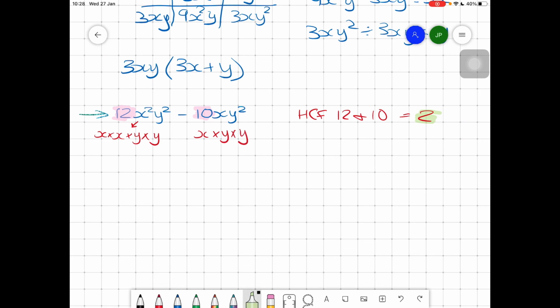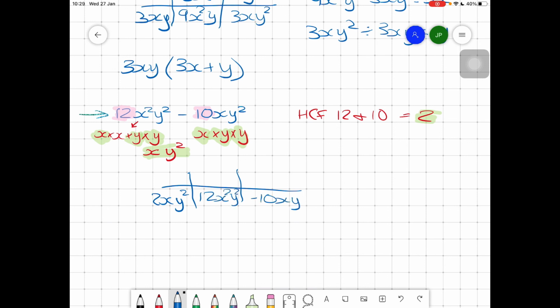Now I check what's common. I've got an x that's common to both. I've got a y that's common to both. I've got another y that's common to both. That means what I can actually take out is x times y, which is xy squared. Okay, so this now means in my grid I'm going to have a 2xy squared in here. I'm going to then put in my original question and I can do my division.